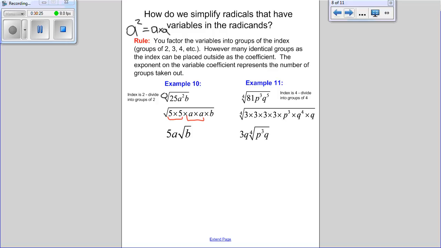Yeah, that's a good question. We're going to get to some examples. All the what-if situations, we'll get there. 81 breaks into 4 3s.